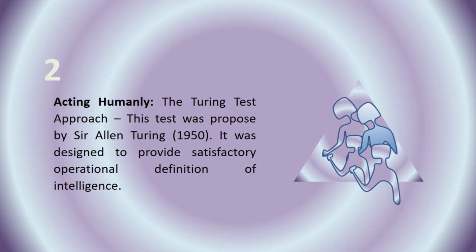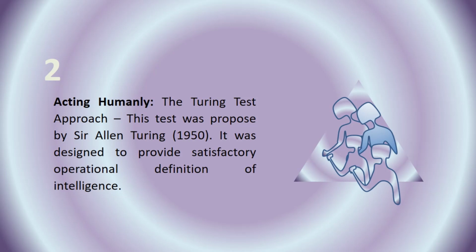Number 2 is acting humanly. The Turing Test approach. This test was proposed by Sir Alan Turing in 1950. It was designed to provide a satisfactory operational definition of intelligence. He suggested a test based on indistinguishability from an undeniably intelligent entity, that is, human beings. The computer passes the test if the human interrogator fails to distinguish whether the written answers of the test have come from a human or the computer. In case the computer passes the test, it is known to be intelligent.